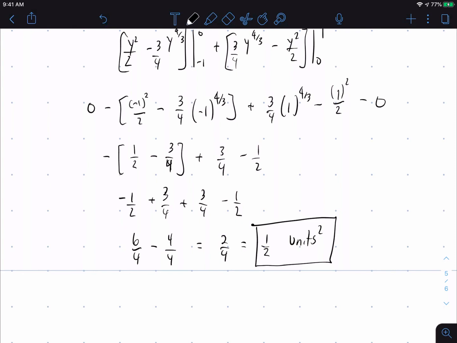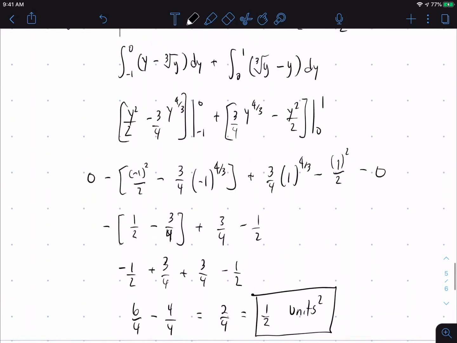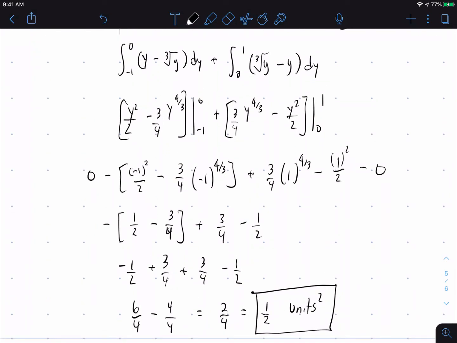Are we okay? So you can see that doing it either way, we will get the same answer, provided you can do it both ways. Are we good?